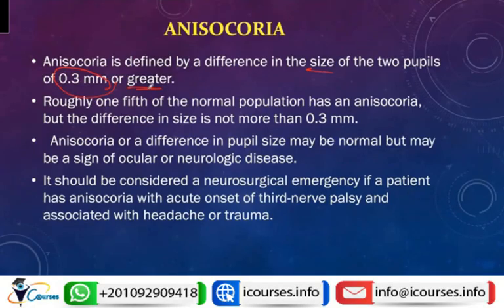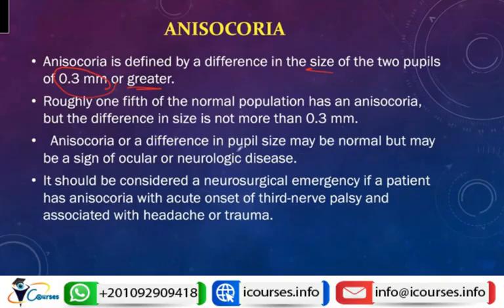It should be mentioned that there is normal physiological anisocoria occurring in the normal population. In about one-fifth of a normal population, there is a difference in pupil size between both eyes of less than 0.3 millimeters. And you may wonder, are we able to detect it? Yes, the answer is yes. You can detect it even if it is less than 0.3 millimeters.